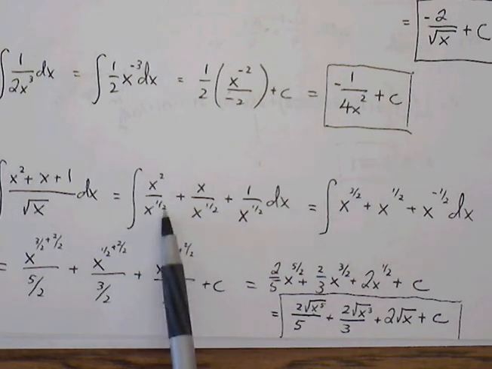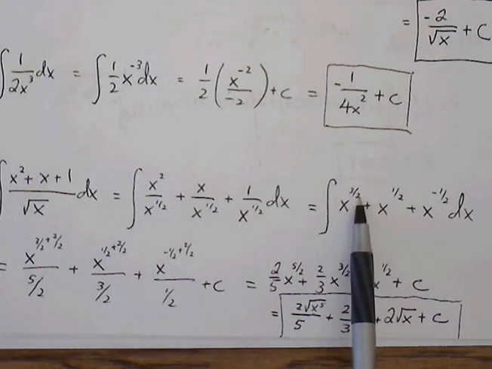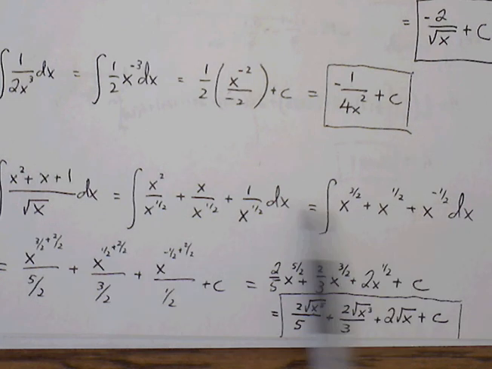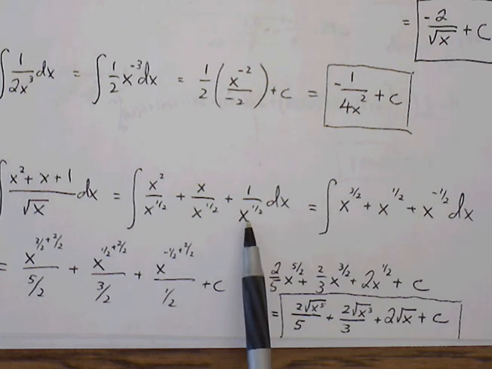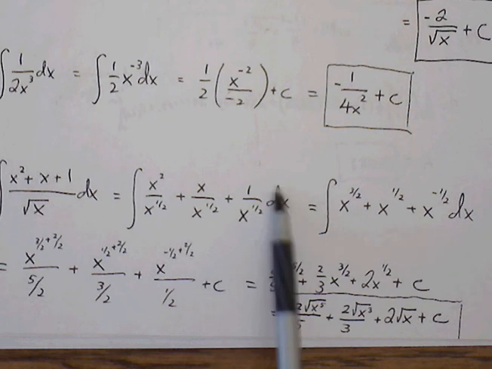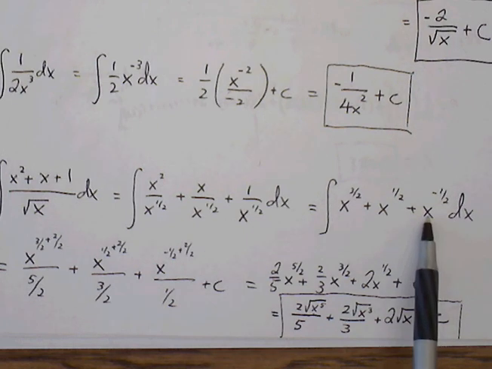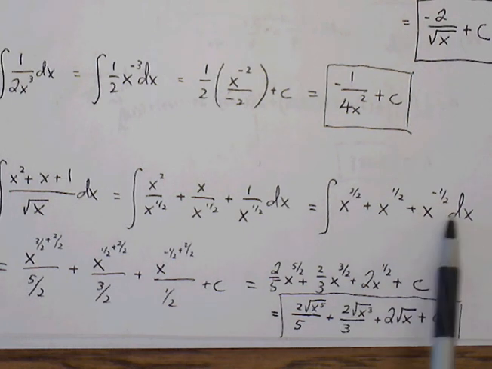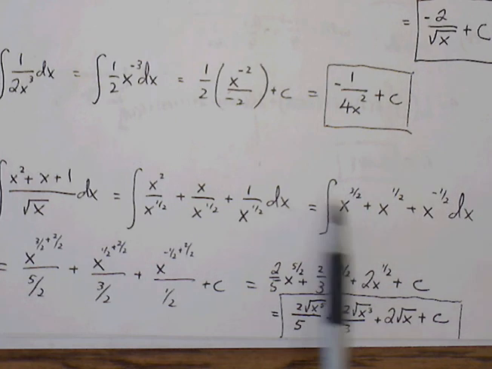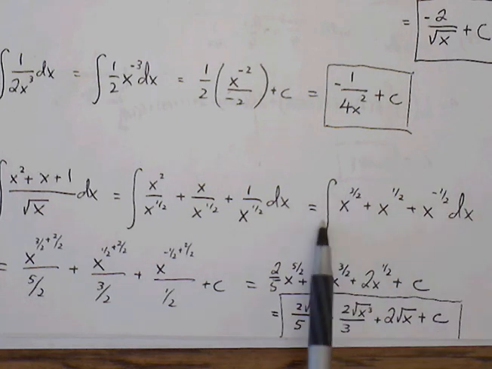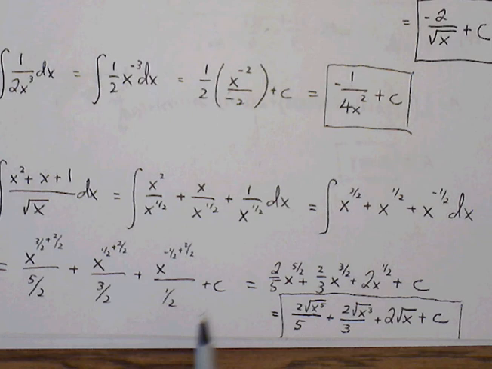So 2 minus 1/2 is 1.5 or 3/2. 1 minus 1/2 is 1/2. And then this x to the 1/2 I can bring up to the top if I want to apply the power rule, so x to the negative 1/2. Now I'm ready to apply the power rule for each. Add 1 to each exponent and divide by that new exponent, which is what the power rule says.